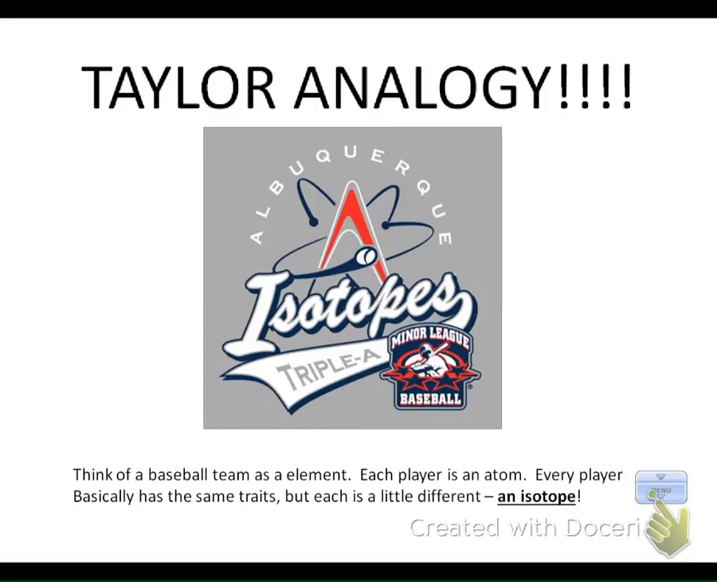So you can think of the individual players as isotopes. So that's a nice little analogy that might help you get through this if you're under the pressure of a test. If you have any questions, be sure to ask me in class.